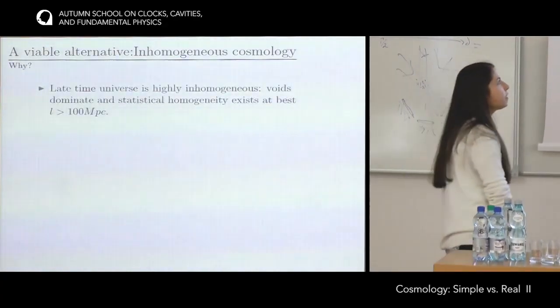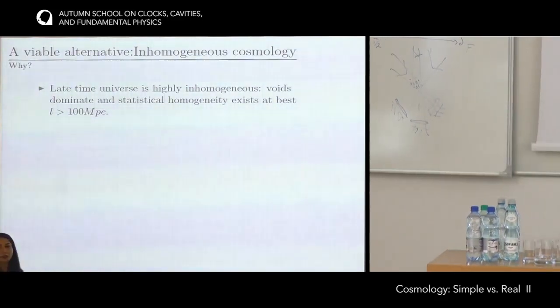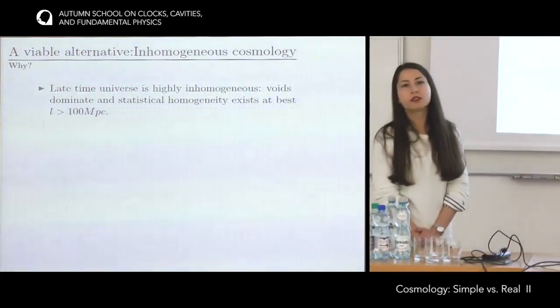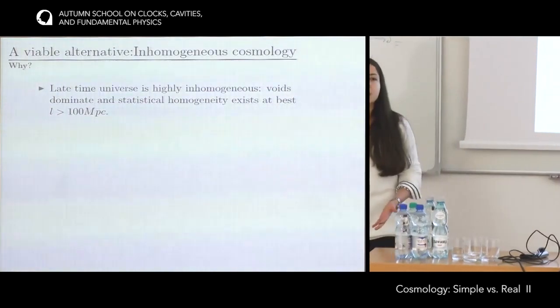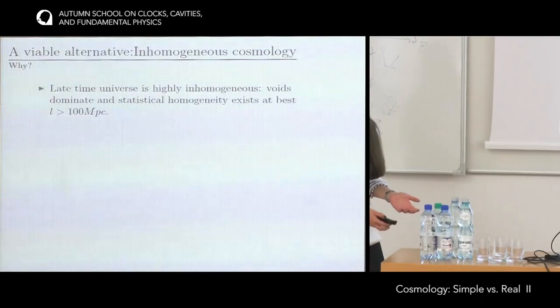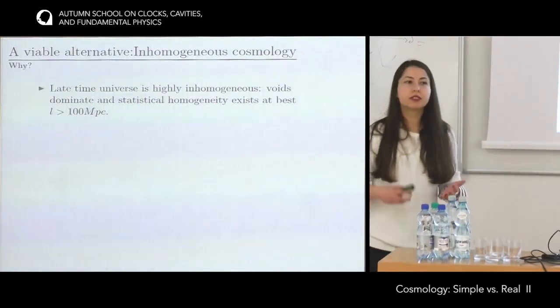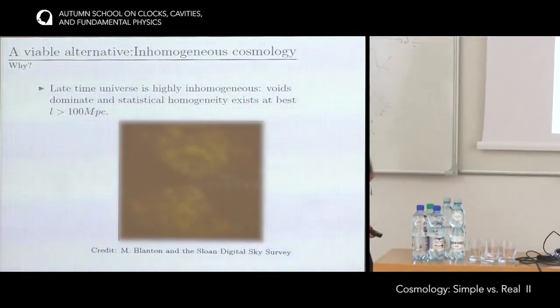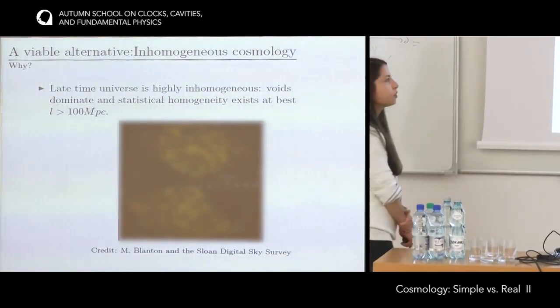When you go and look at the late-time universe, it is actually highly homogeneous. You know, initially we said that the universe is very homogeneous and isotropic. That is true for the early universe. But the current data shows that the universe is far from being homogeneous.